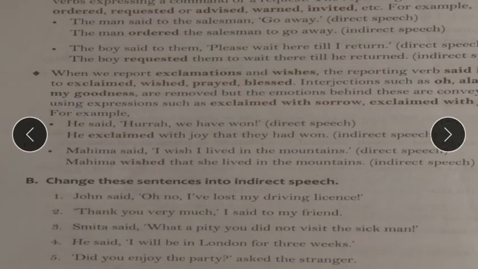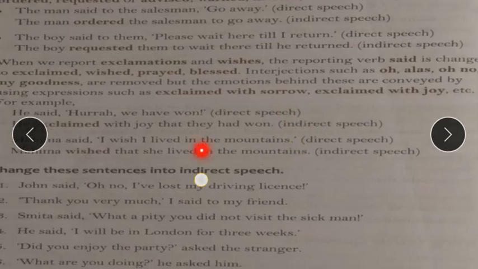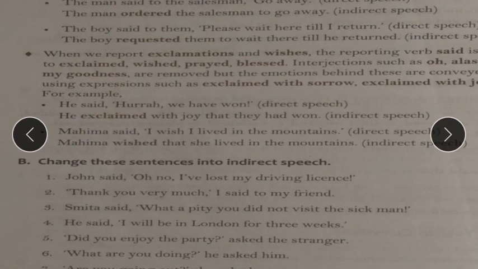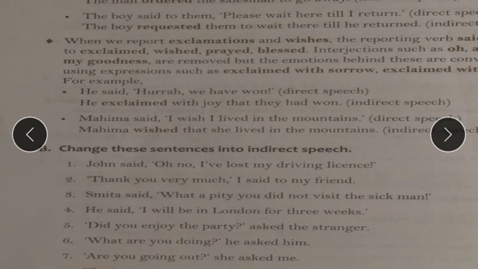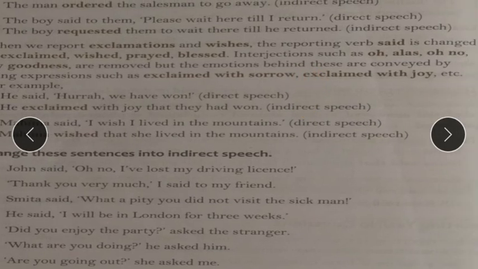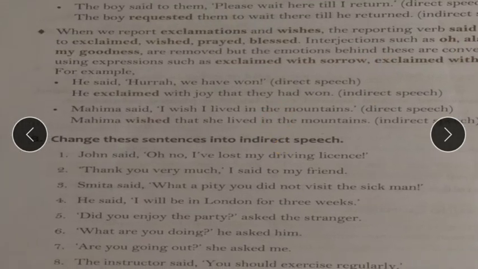Now, when we report exclamations and wishes, that is, the exclamatory sentences, the reporting verb said is changed to exclaimed, wished, prayed, blessed. Interjections such as oh, alas, oh no, my goodness are removed, but the emotions behind these are conveyed by using expressions such as exclaimed with sorrow.